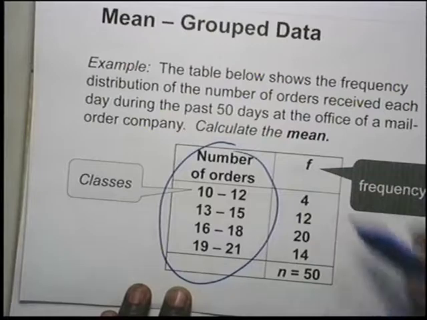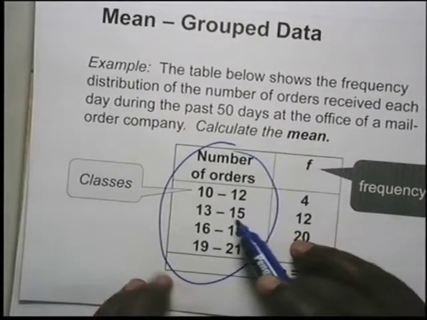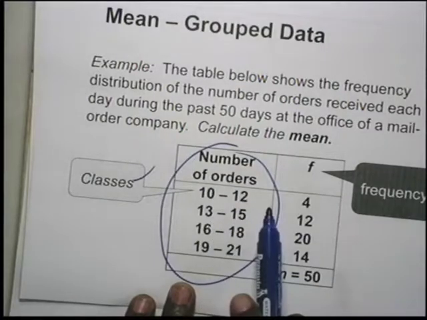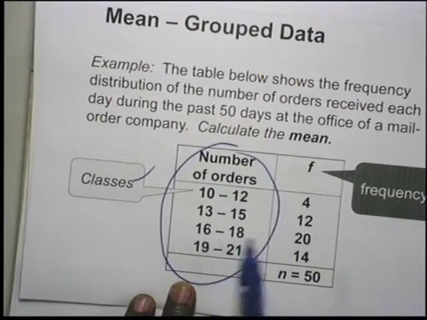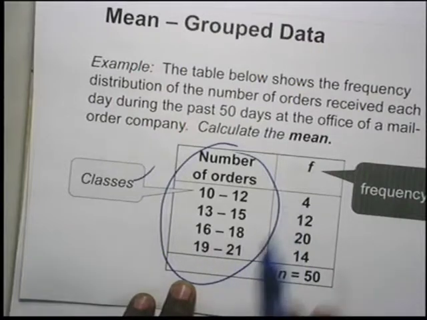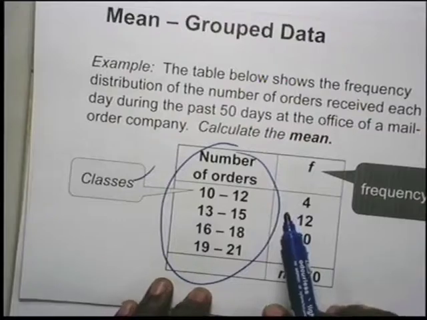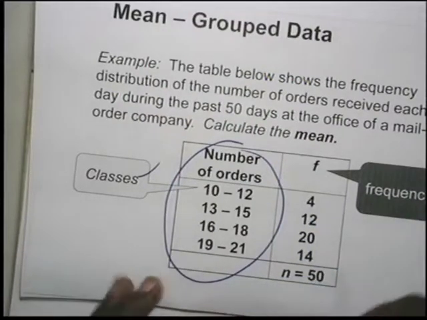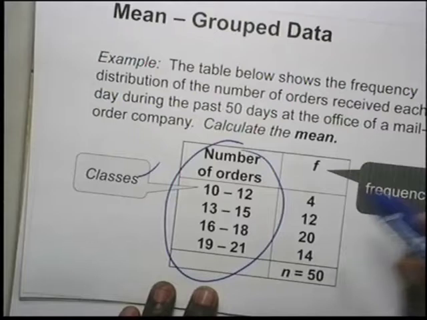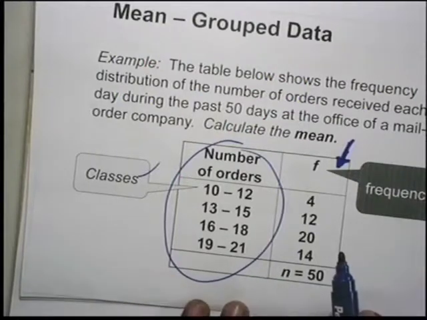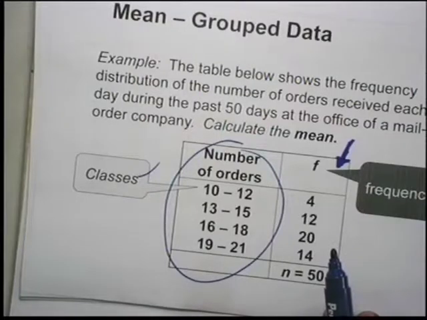The data is grouped, like you can see. We have ranges given there, or classes: 10 to 12, 13 to 15, 16 to 18, 19 to 21. Those are our classes or categories, and the data has been grouped. These are what we call groups as well. Now, in this column, we have the frequency of the orders received.